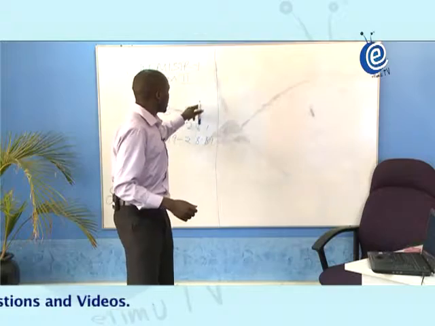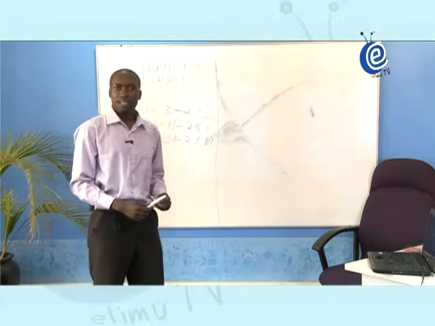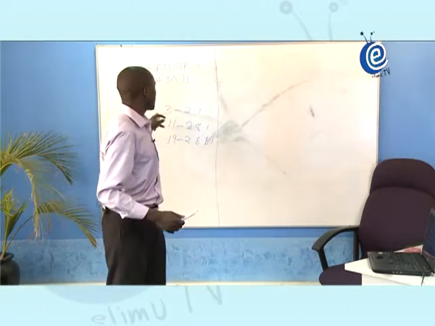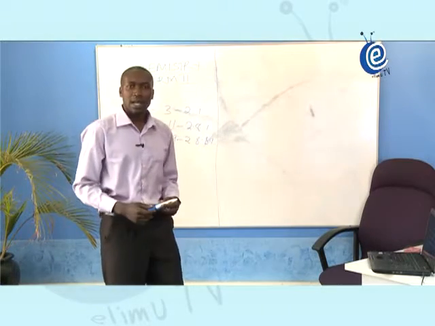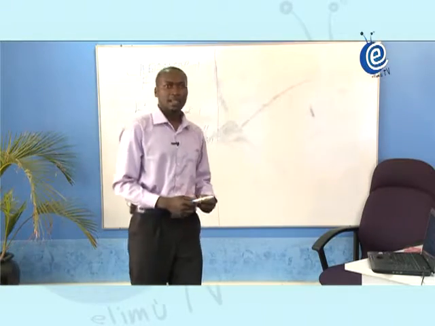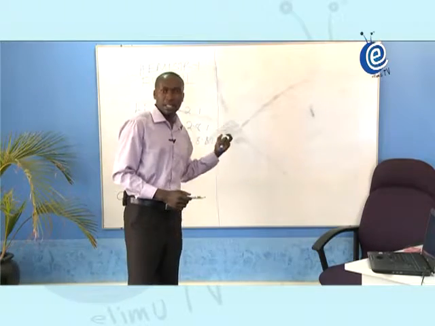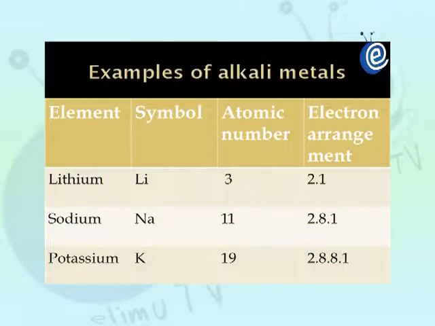So as you can see from the electron arrangement here, the first atom is lithium. Lithium has atomic number 3. And if you check the electron arrangement in lithium, you'll see that lithium has 2 energy levels.